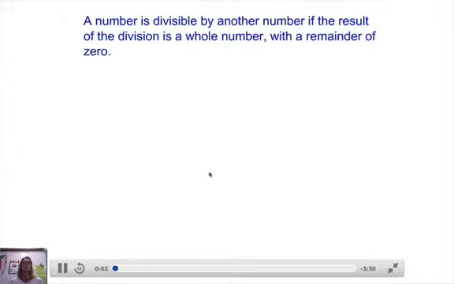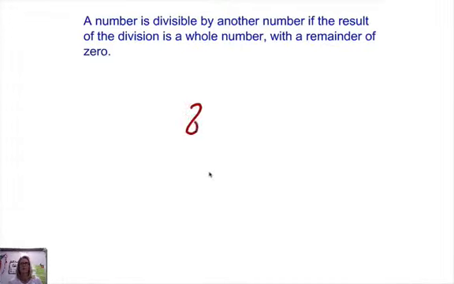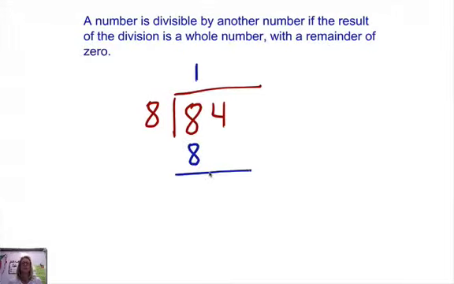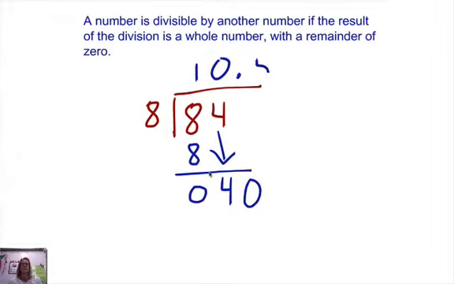So we'll say that a number is divisible by another number if the result of the division is a whole number with a remainder of 0. In this case, we're dividing 84 by 8. We're going to find out if 8 goes into 84 without a remainder. If it does, then we can say that 84 is divisible by 8. If it does not, and there's a remainder, then we come up with a different answer. So just finishing this problem, we see that in fact there's a remainder of 0.5 or 1/2.